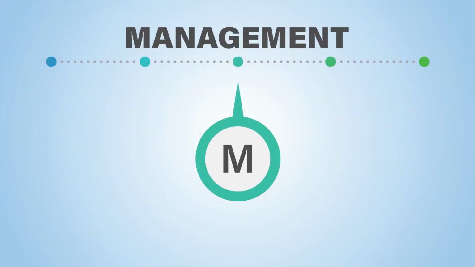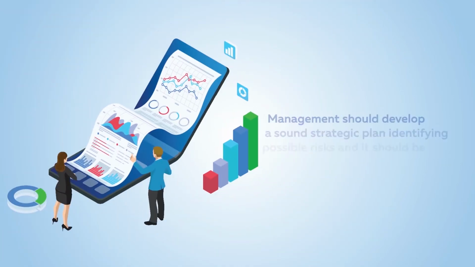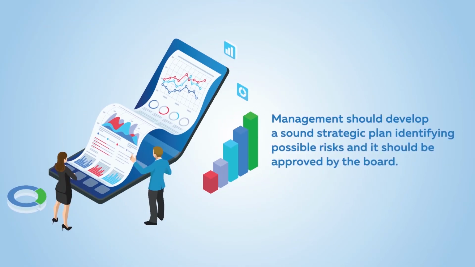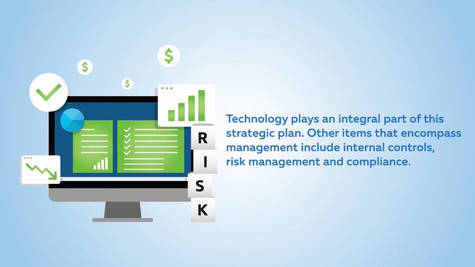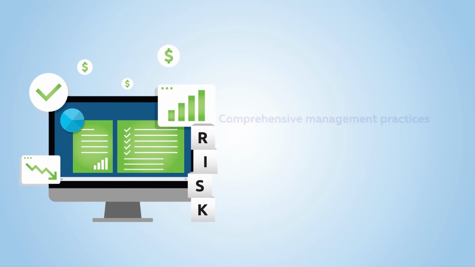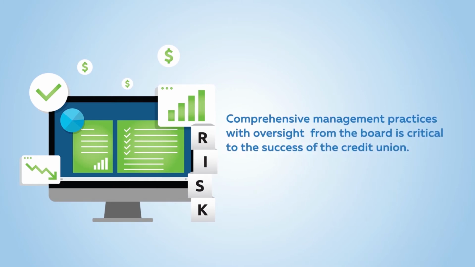M actually doesn't stand for a ratio, but rather for management. You see, a credit union's management team plays a crucial role in overseeing each one of these ratios. Management should develop a sound strategic plan identifying possible risks, and it should be approved by the board. In addition to earnings and financial risks, technology plays an integral part of this strategic plan. Other items that encompass management include internal controls, risk management, and compliance. Comprehensive management practices with oversight from the board is critical to the success of the credit union.